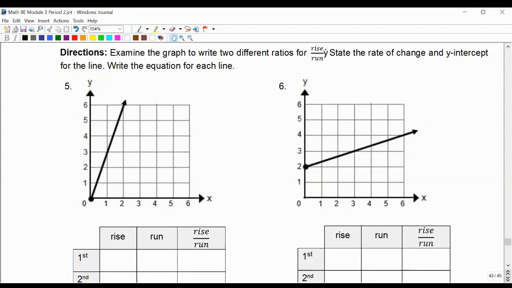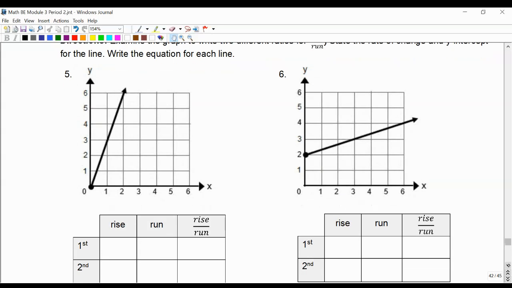Next, on page 2 of the section 3.2 review lesson, we're going to look at number 5. Examine the graph to write two different ratios for rise over run. Then we're going to state the rate of change and the y-intercept, and we're going to write the equation of the line.